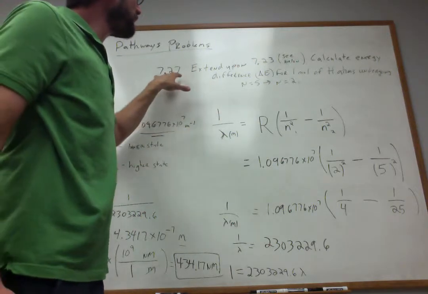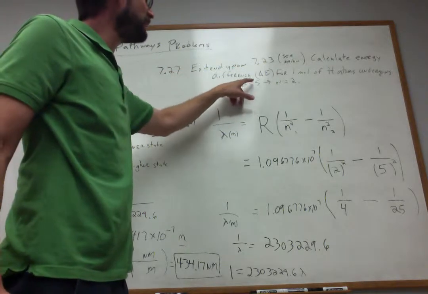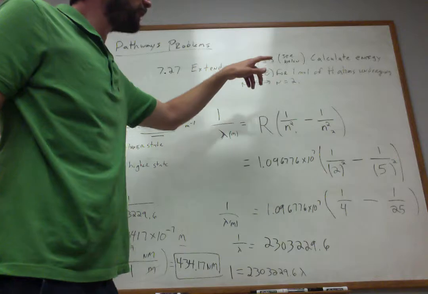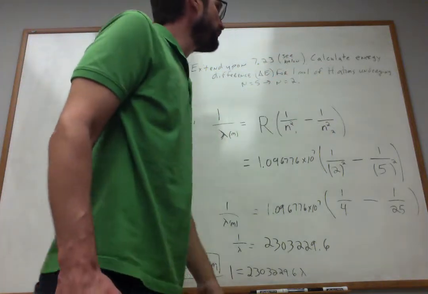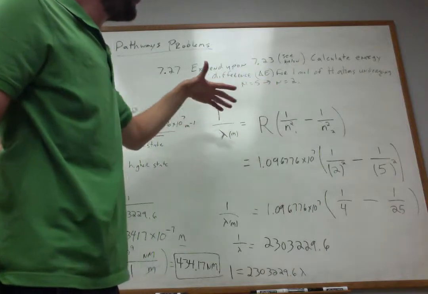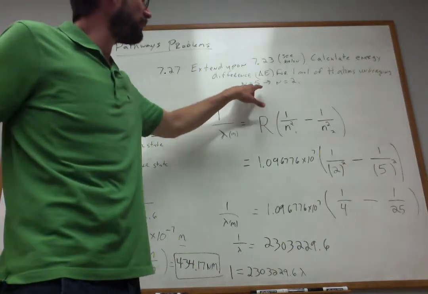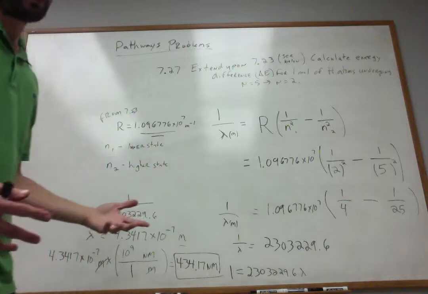But basically, what 7.27 asks us is to calculate the energy difference, delta E, for a mole of hydrogen atoms undergoing the n equals 5 to n equals 2 transition that we considered in the earlier problem. So in the earlier problem, just to recap, we considered a transition in hydrogen from a higher to a lower level, 5 to 2 for the Bohr orbits, okay?